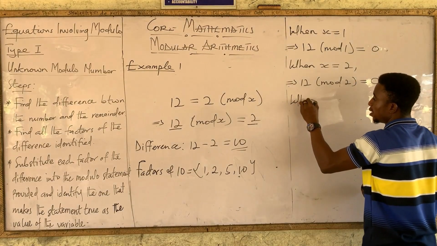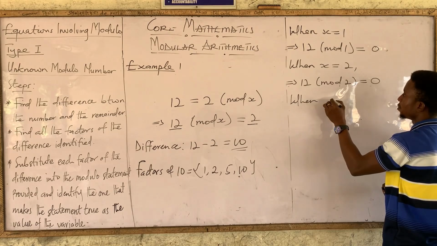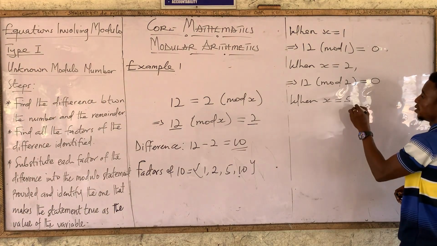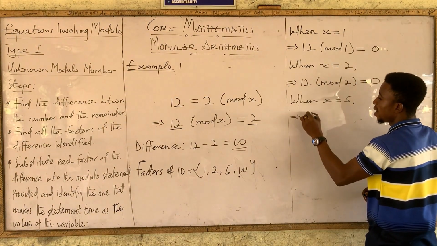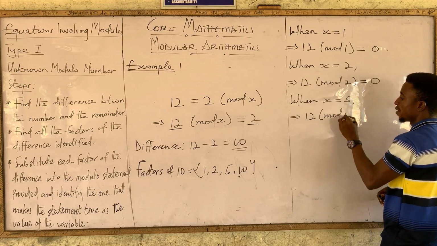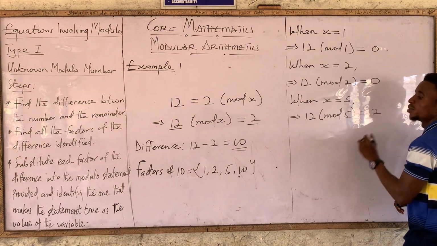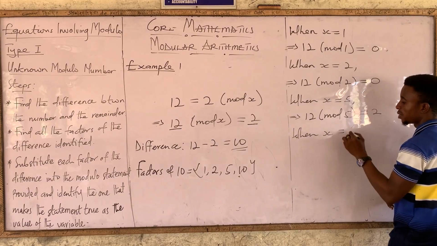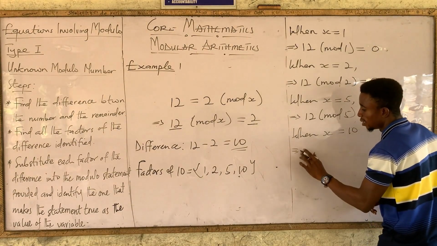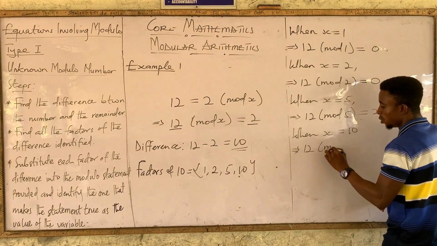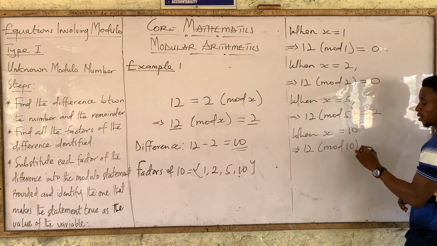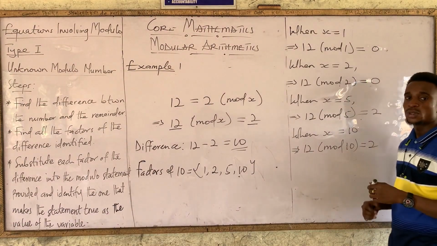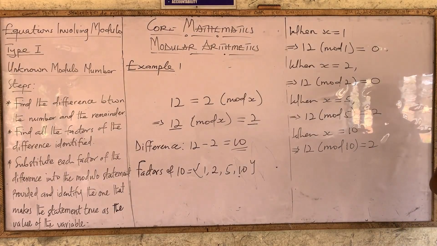Then when x is equal to, the next one is 5. This implies that I'll have 12 mod 5, and that one is equal to 2. Then when x is equal to the last one, which is 10, this implies that 12 mod 10 is equal to, then this one too is getting me 2. So I think that is that. So let's now verify.